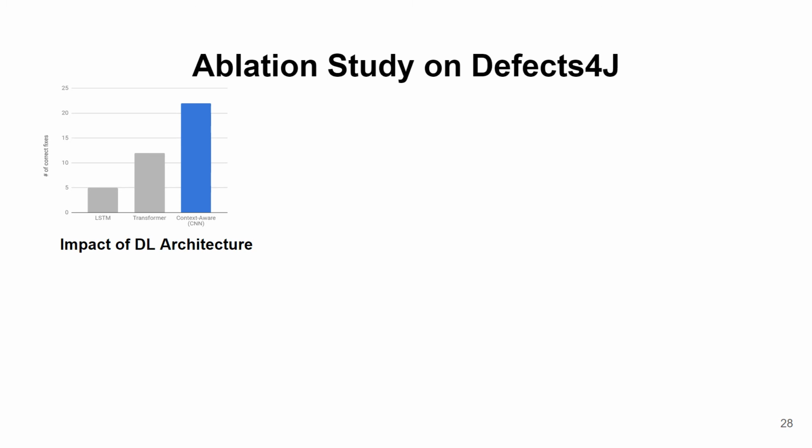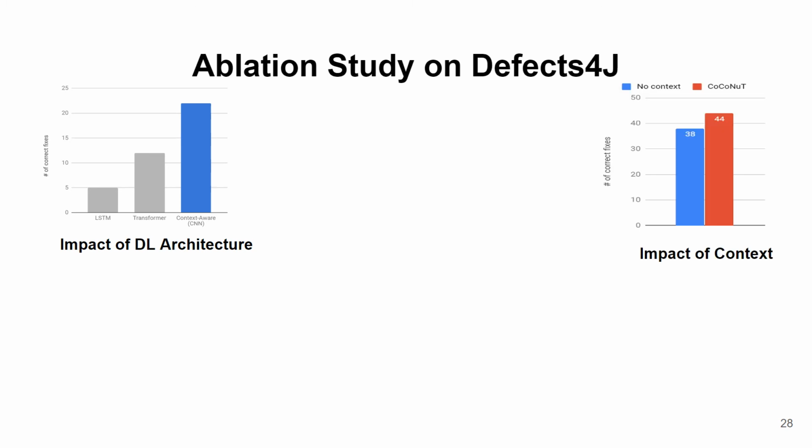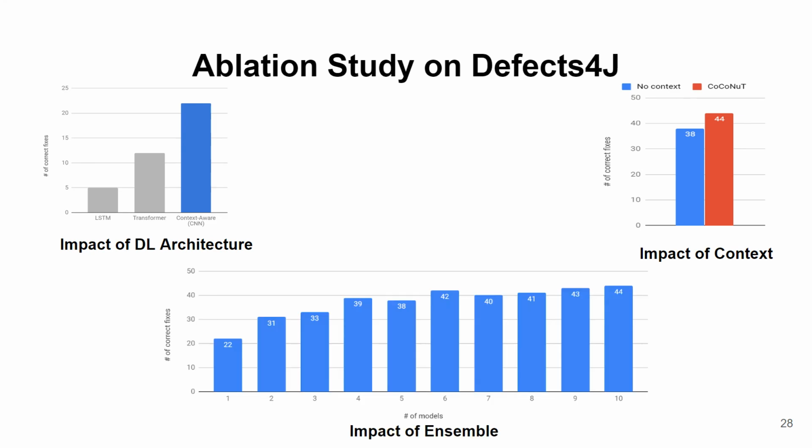To understand the impact of each element we used, we performed an ablation study on Defects4J. Overall, we found that each element of our technique, using CNN layers, context representation, and using Ensemble, has a positive impact on the results, and you can see the details in our paper.